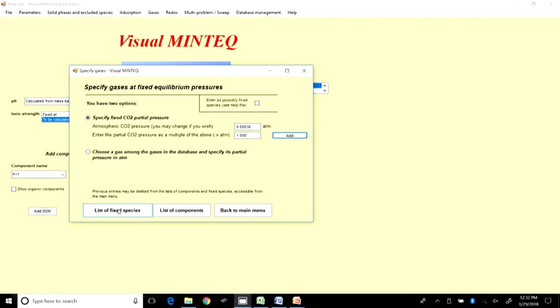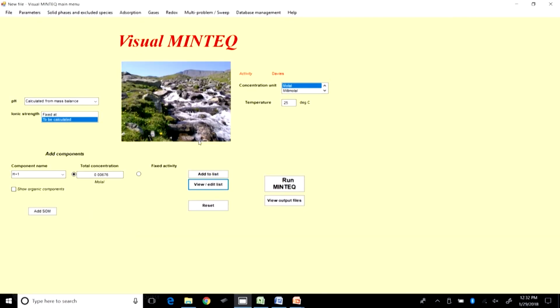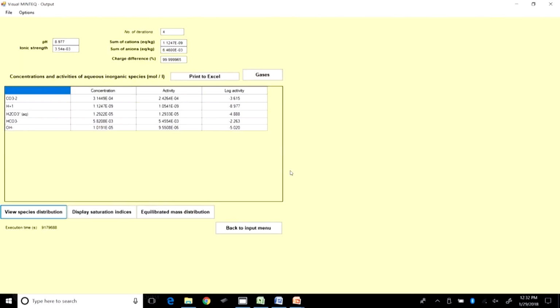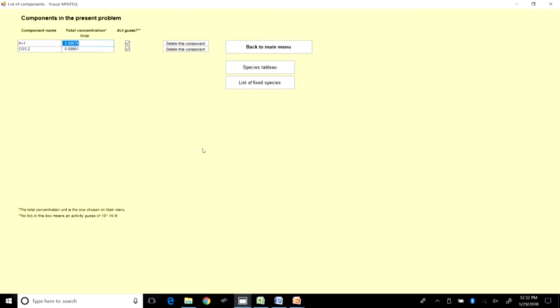So if I look at the list of fixed species now, there's going to be an additional species, which is carbon dioxide, right? And back to the main menu, and now I'm going to run Visual MINTEQ, I guess, yes. And there was some minor issue here. Let me go back to looking at this particular case. Where is this view edit list? And okay, so that's fine.